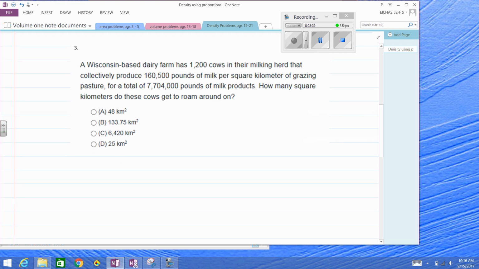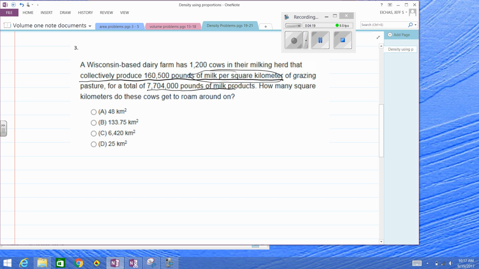Second one, or number 3, we're going to skip number 2 for now and just go right to number 3. So read it. We've got a Wisconsin-based dairy farm, has 1,200 cows in their milking herd that collectively produce that much milk. Last year I did this problem, and they thought each cow produced that much milk. So collectively, the 1,200 is really not useful in this problem. Just information. For the total, per, so this is density. So this is per square kilometer. And what they produced is 7,704,000 pounds of milk products.